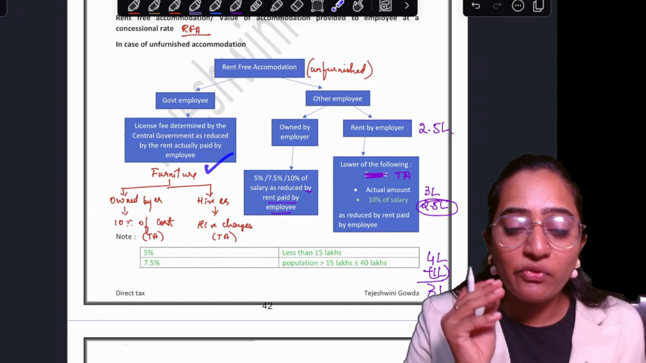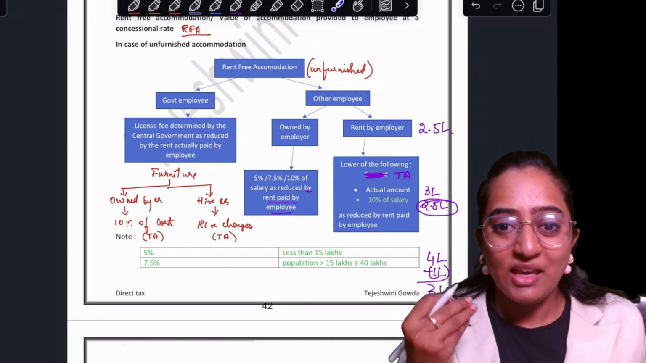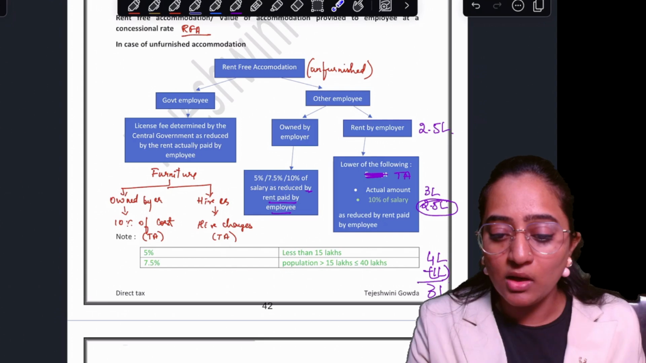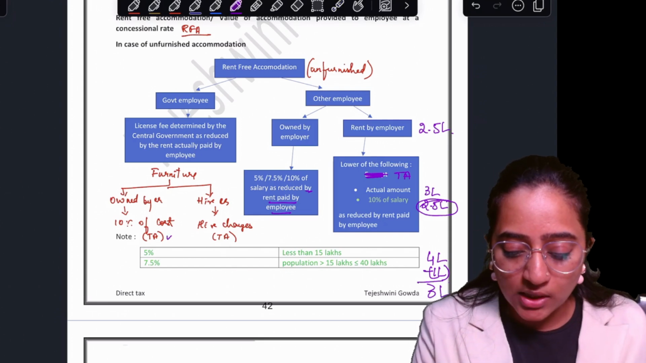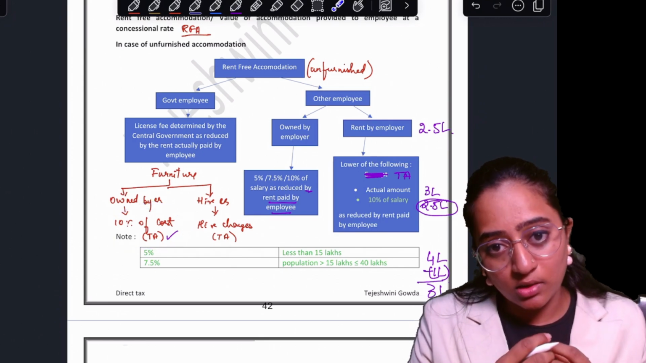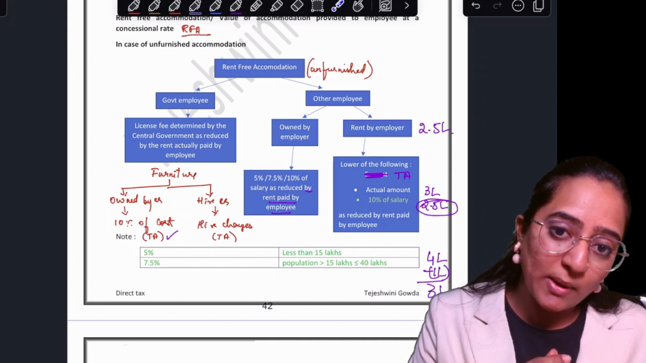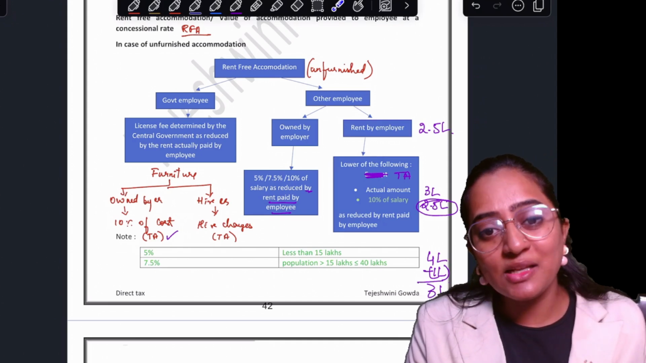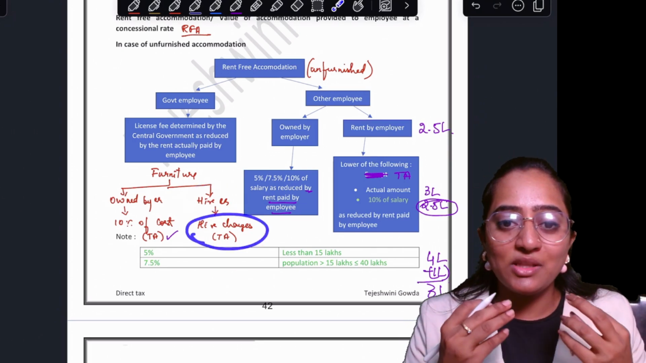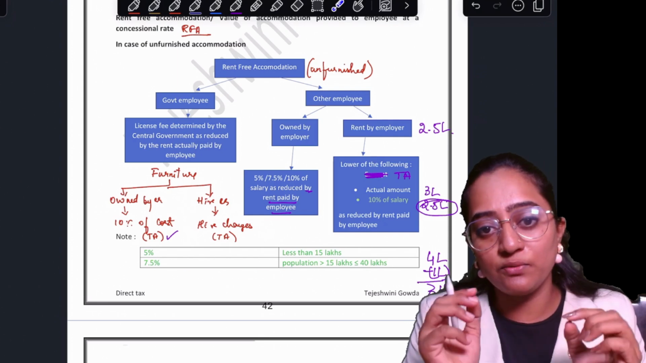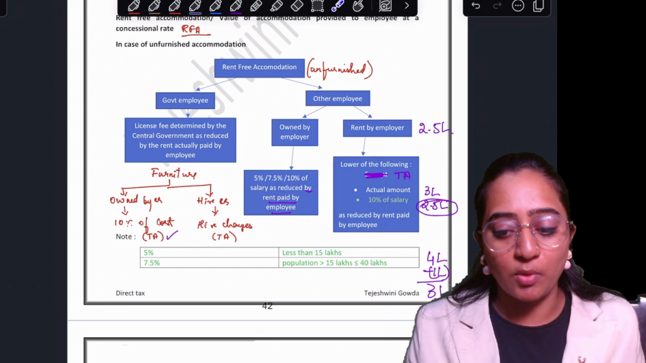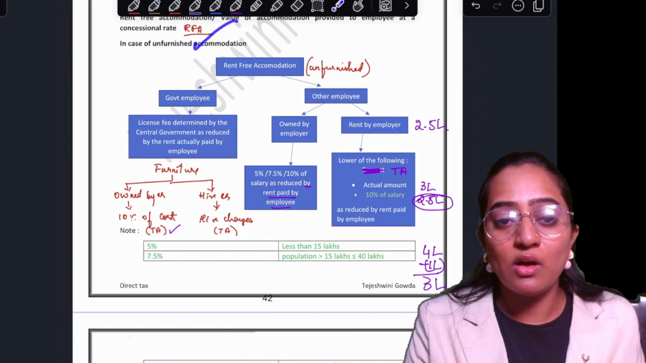If I'm speaking about furnished accommodation, that is with furniture, and the furniture is owned by the employer, my taxable amount shall be 10% of the actual cost of that particular furniture. If it is hired by the employer, then whatever rent the employer pays for that furniture will be considered as the hire charges. That will be your taxable amount. This is in case of your RFA.